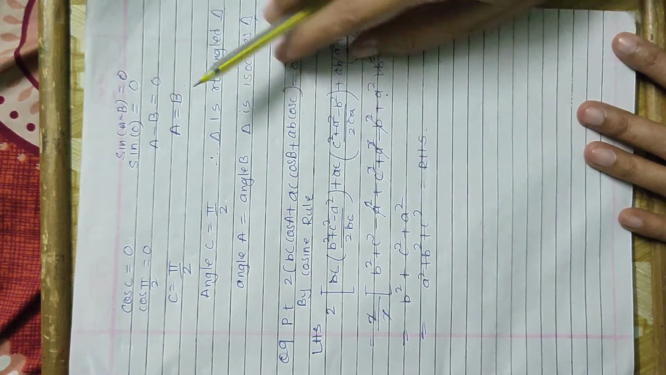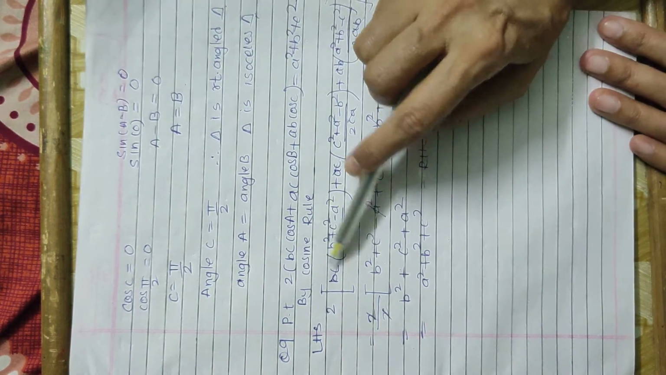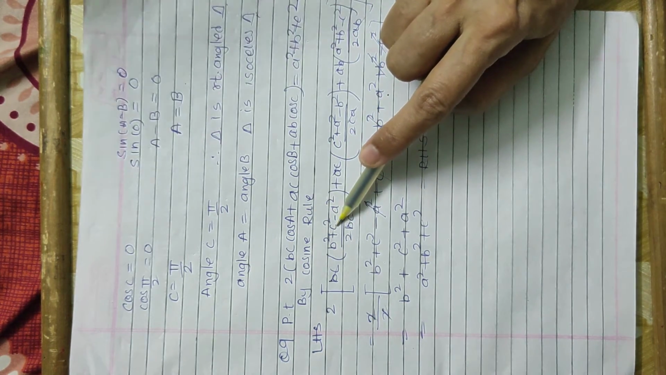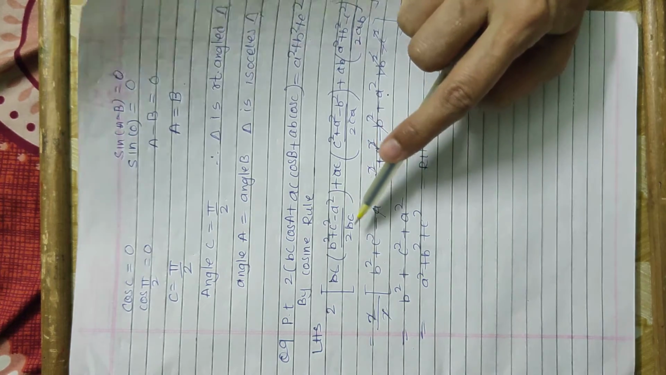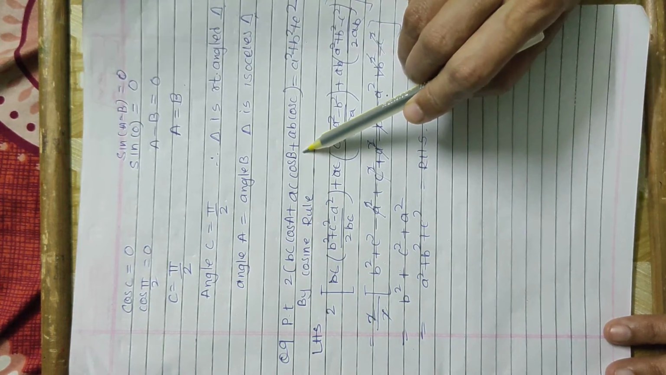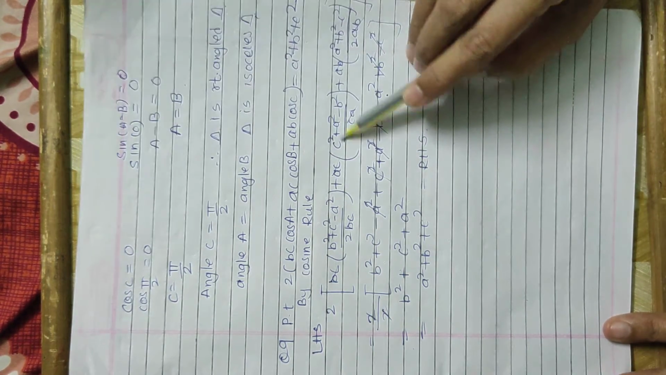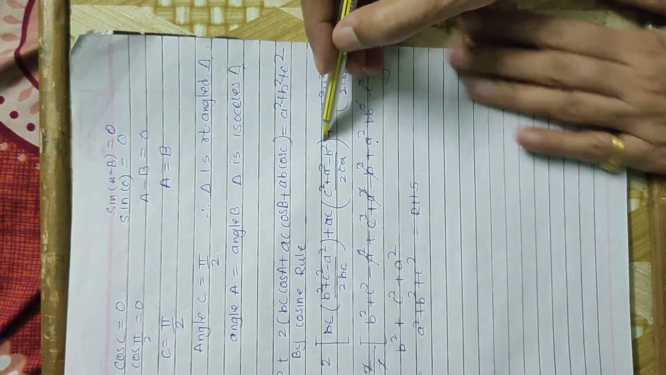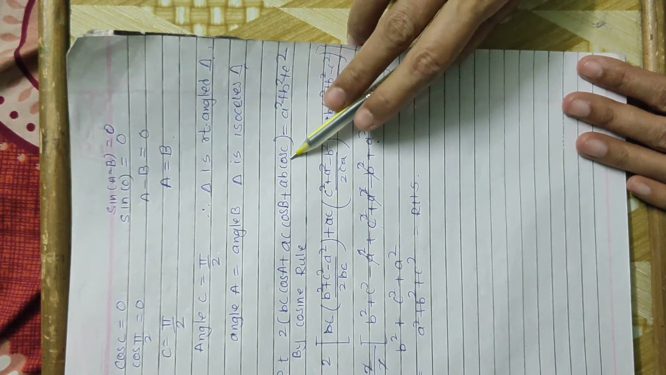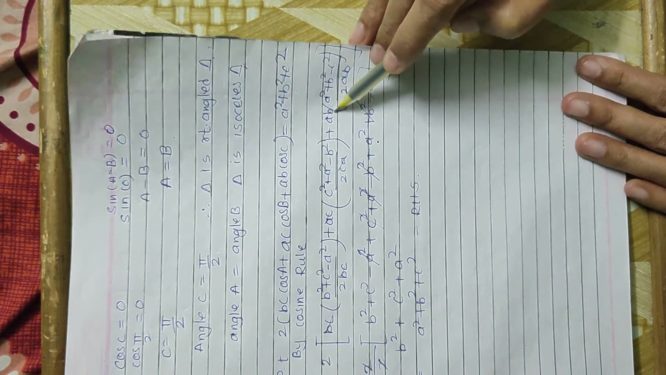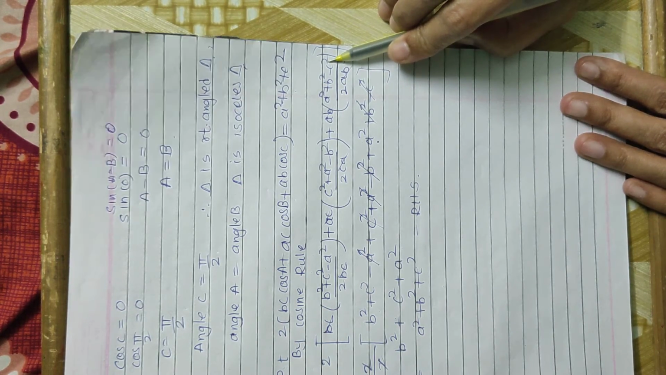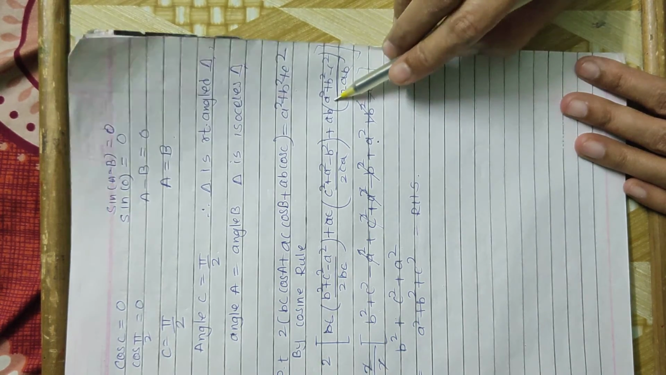So by the cosine rule, 2 BC as it is, cos A, how will you write cos A? After A what comes? B square plus C square minus A square upon 2 BC. Same, AC as it is. Now here cos B is there. After B what comes? C square plus A square minus B square upon 2CA. Now here cos C is there. AB as it is. After C what comes? A square plus B square minus C square, third term, upon 2AB.